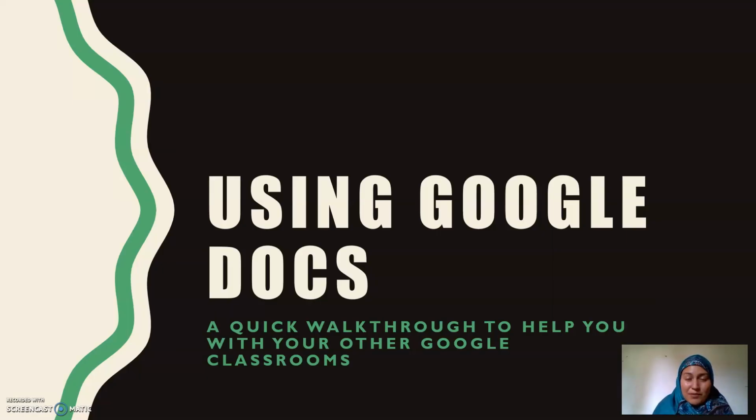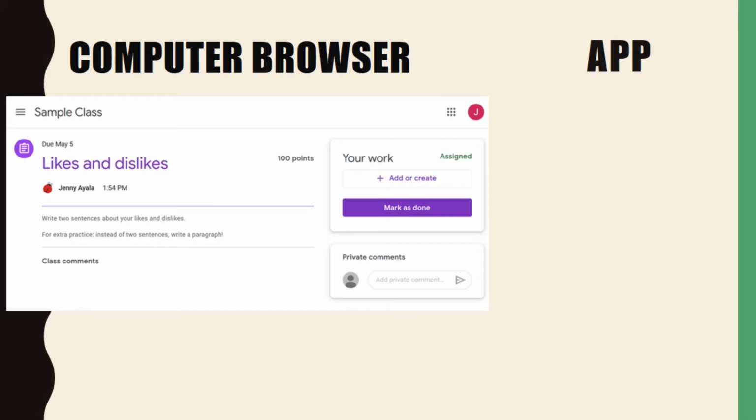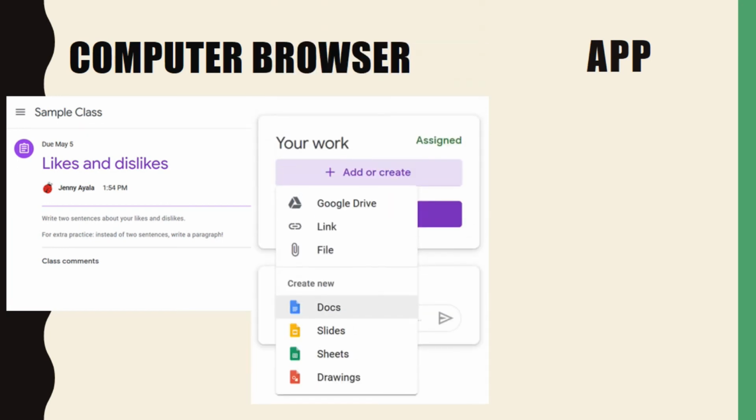Now that we've reviewed word processing, now we're going to do a very quick walkthrough of Google Docs, just in case you want to use Google Docs to submit some of your assignments for your Google Classrooms. If you are using your computer browser to access your Google Classrooms, you'll see something that looks like this when you click on an assignment. Now, to open Google Docs and use that to submit your assignment, you want to click on Add or Create. From there, you'll get this drop-down menu. And what you need to do is click on Docs.